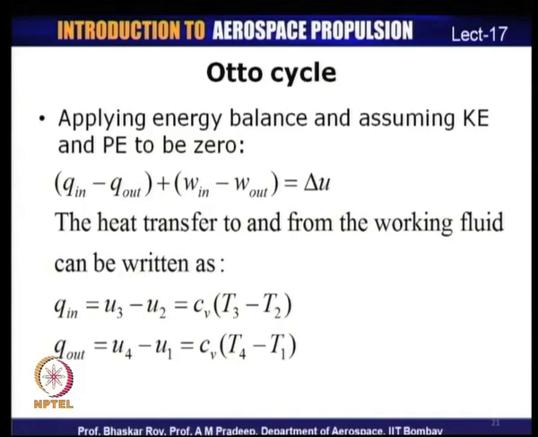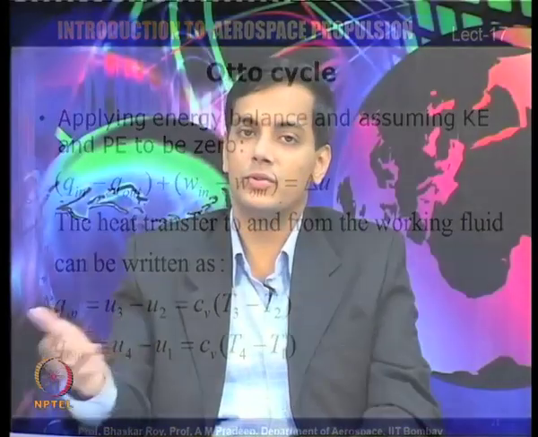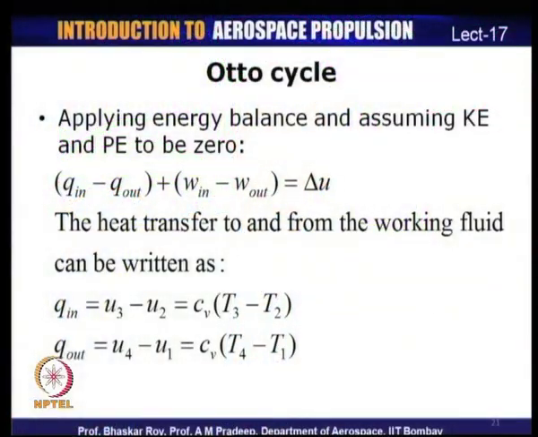If we now try to apply the energy equation for these cycles, our aim is to derive an expression for the efficiency of the ideal Otto cycle. What we shall be doing is to apply the energy equation for the cycle and find out the heat and work interactions, which will give us an expression for the efficiency of an Otto cycle. If we apply the energy balance, assuming kinetic and potential energy to be 0, then delta Q plus delta W is equal to delta U, that is Q in minus Q out plus W in minus W out is equal to change in internal energy.